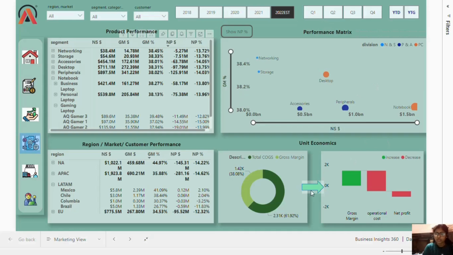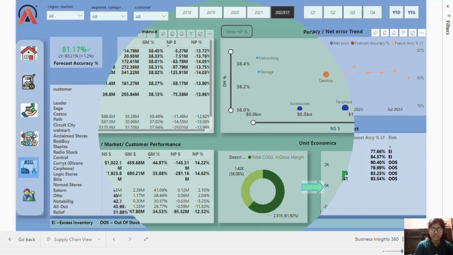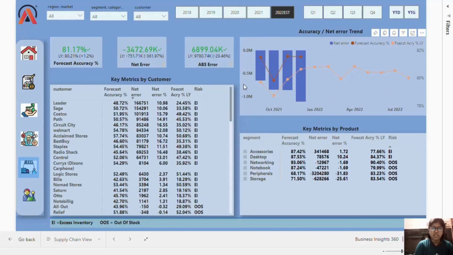If I talk about the overall operational expense, you can see that the operational cost is very high. That's why the net profit is negative. So now move to the next view. This is the supply chain view. A well-managed supply chain is crucial for efficient production, timely delivery, and customer satisfaction. If you have excess inventory, then it may lead to high storage cost.